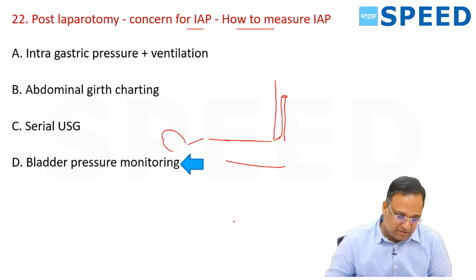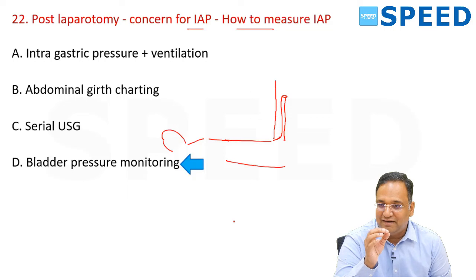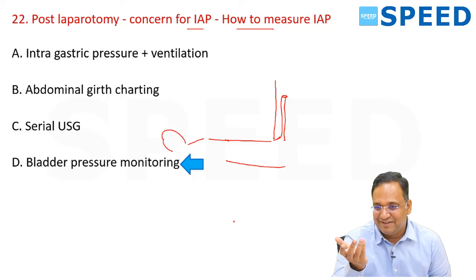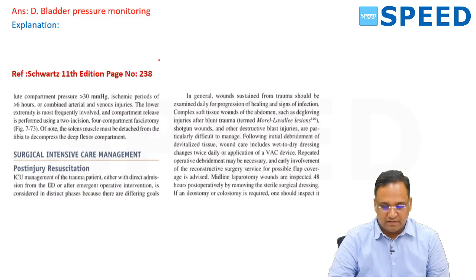Or there are specific catheters which can be inserted into the Foley's of the bladder, and then you can put it into the pressure monitoring system. It can give you the accurate pressure also. That is also there. Understood? So, that is a technique which has been put up here in the explanation.